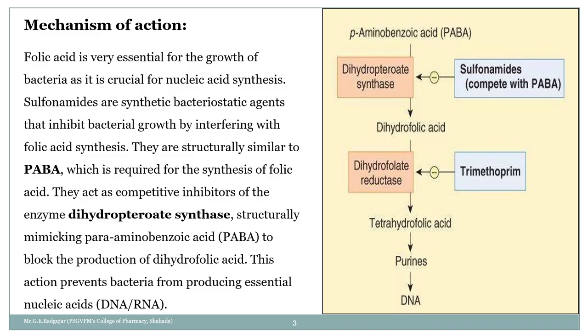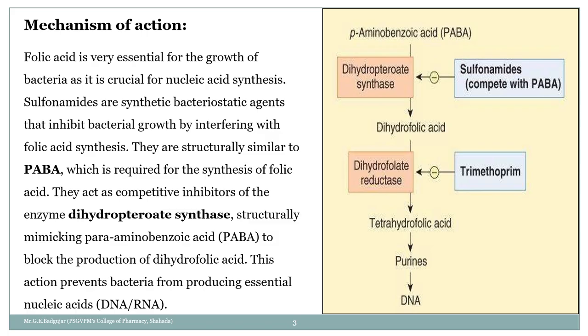Sulfonamide drugs produce their action by acting on the starting material for the synthesis of purines and pyrimidines. Let us see its mechanism of action. So folic acid is very essential for the growth of many bacteria, as it is crucial for nucleic acid synthesis. Many bacteria need folic acid for their growth. Sulfonamides are synthetic bacteriostatic agents that inhibit bacterial growth by interfering with this folic acid synthesis.